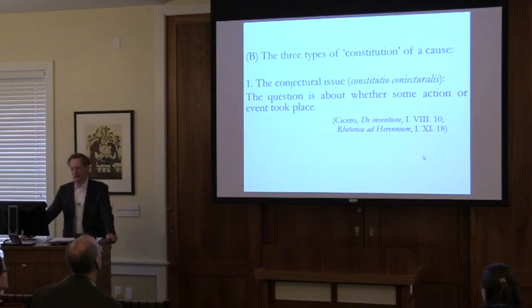So, three types of constitution of a cause, and the first is called the conjectural one. Now here, the question is about whether some action or event took place. Did something happen? There could be a question about that. For example, consider the beginning of Hamlet. The ghost appears and says he was murdered. But everyone in Denmark believes that he was stung by a serpent. The question is, was he murdered? And in a way, the play is all about that question. Hamlet's got to find out, was he murdered? And of course, he was telling the truth.